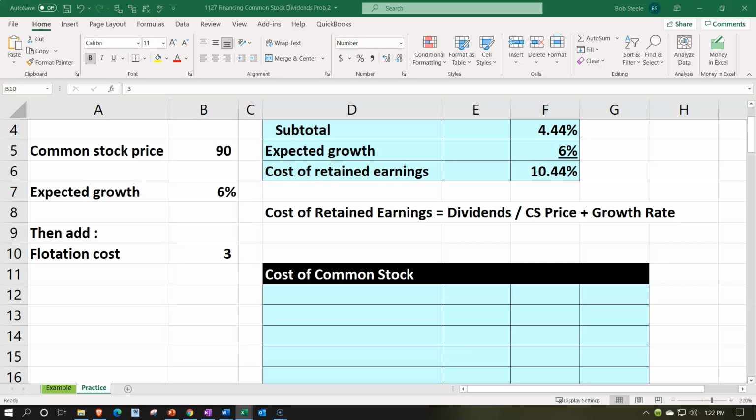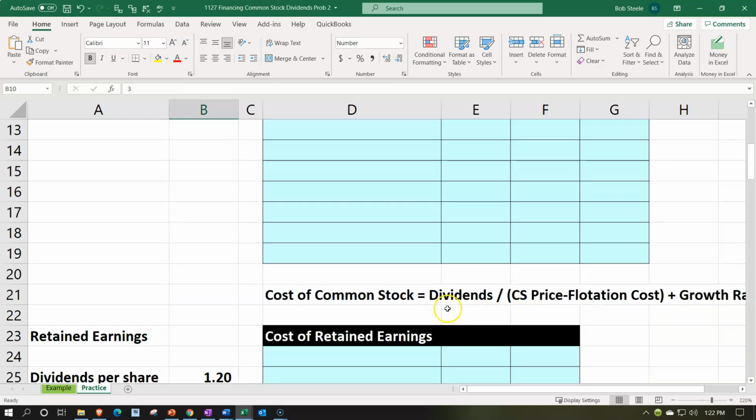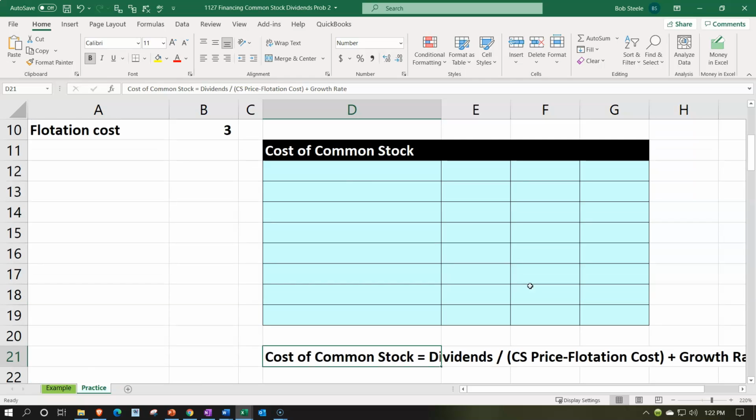So now we'll add one level of complication to the calculation, looking like this. The cost of the common stock is basically the same thing here, except we're taking into consideration that one added one-time cost, which is the dividends divided by the common stock price minus the flotation cost, which you can think of as the net sales price for the stock, plus the growth rate. So same kind of thing, one more sub-calculation.